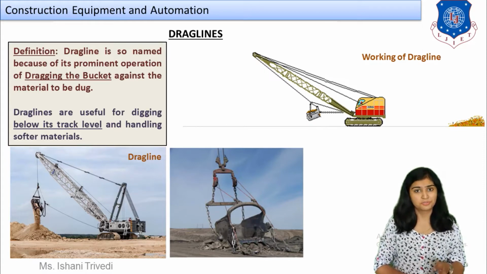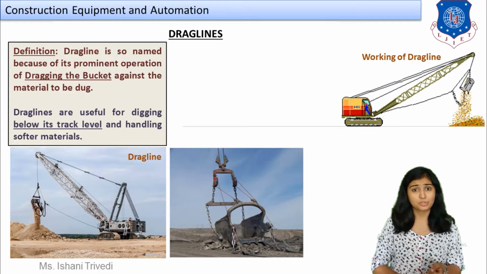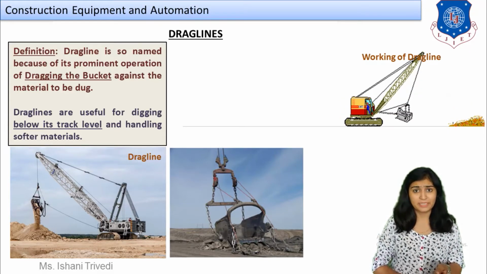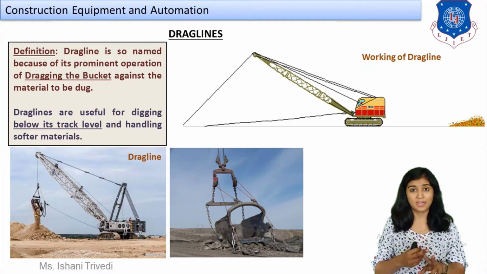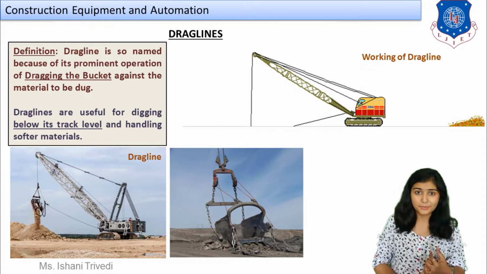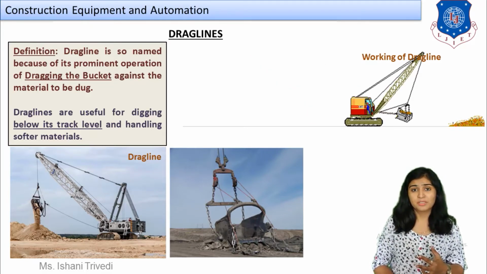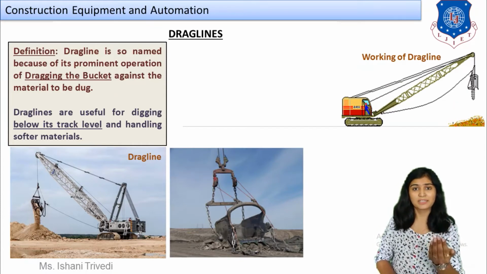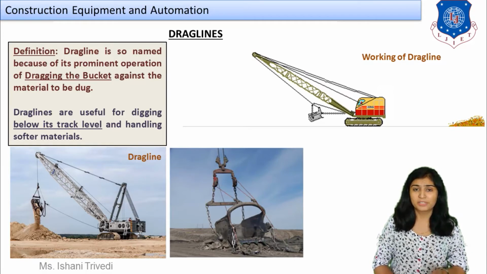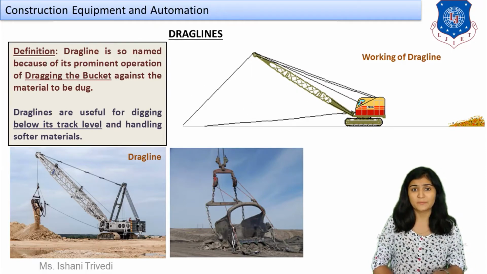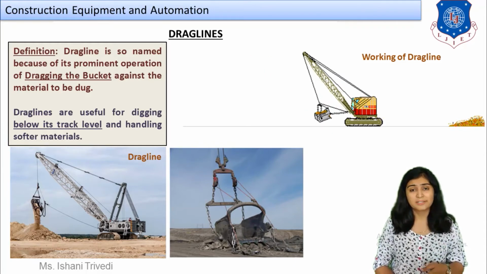So if you want to define it technically, the drag line is a type of excavating equipment which is used for digging softer material, right? You cannot deal with an area which has boulders or hard rocks. That type of soil cannot be dealt with. So it is used for softer ground, for softer soil, and its mechanism is such that the bucket is dragged towards you, against the soil or material which is to be dug, and this type of excavating equipment is called a drag line.